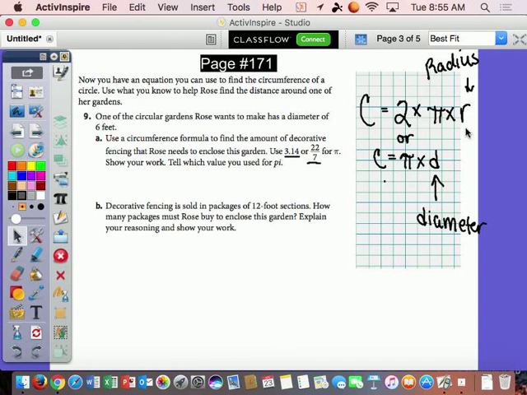Okay? So, one of the circular gardens Rose wants to make is a diameter of 6 feet. Use the circumference formula to find the amount of decorative fencing that Rose needs to enclose the garden. Use 3.14 or 22/7 for pi. Show your work. Tell which value you use for pi.